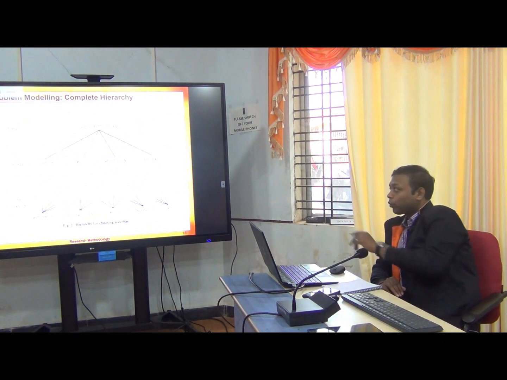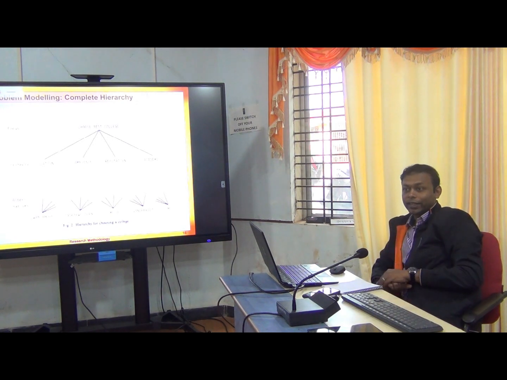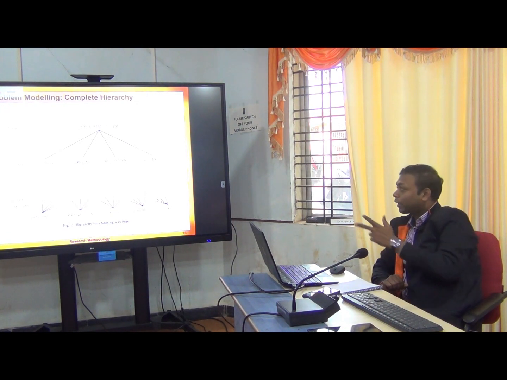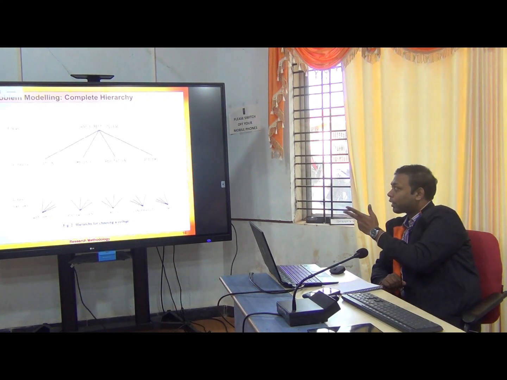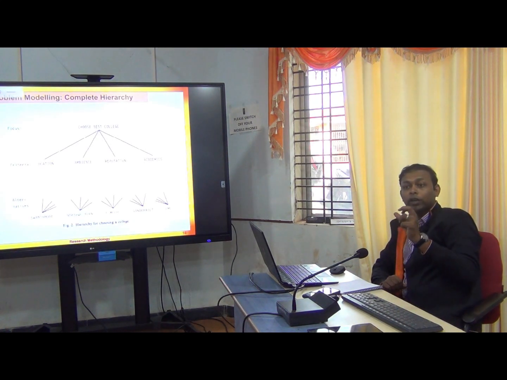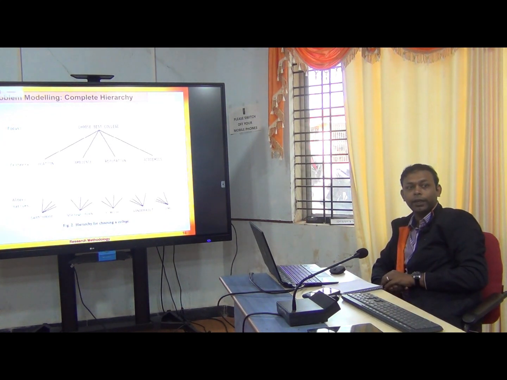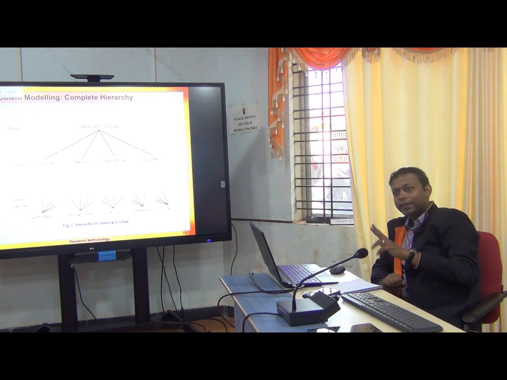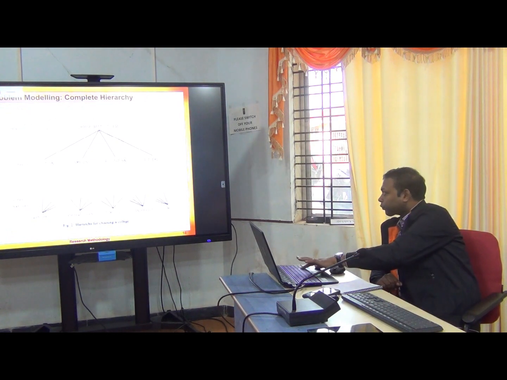The next process is comparing the criteria among themselves. You compare which one is the best, location, ambience, reputation and academics, and what is the weight of this particular criterion in your decision making. That is again done using this 9-point scale.